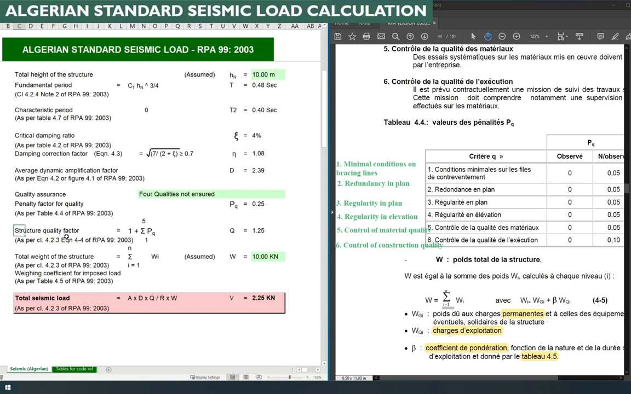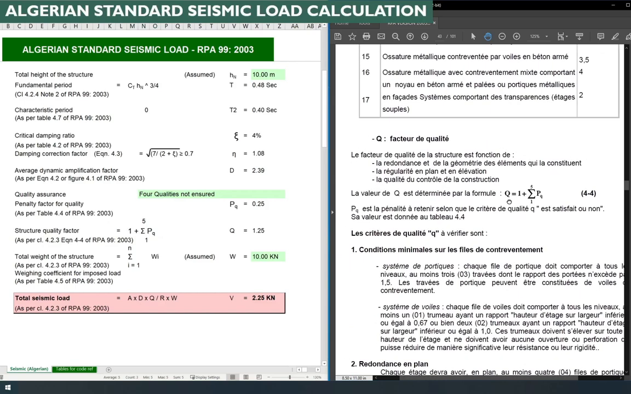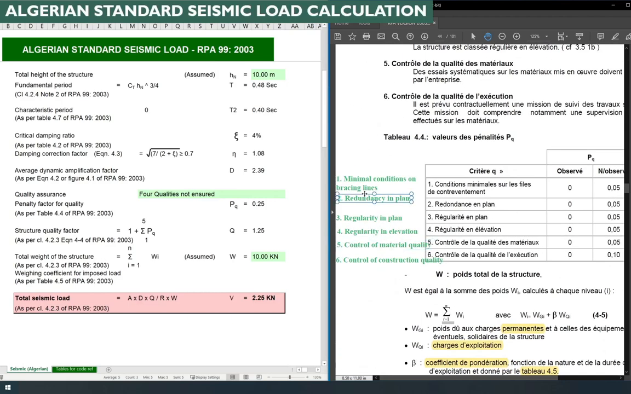Next one is the structure quality factor, which is a summation of these penalty factors, nothing other than that. That formula is given just above here. On the right hand side you can see Q equal to 1 plus sigma PQ, and the summation starts from 1 to 5, that is the first quality assurance to the fifth quality assurance. Actually there are totally 6, so that is 5 plus 1 is 6. You can see there are 5 qualities we need to maintain. So that structure quality factor I am also getting from this table.